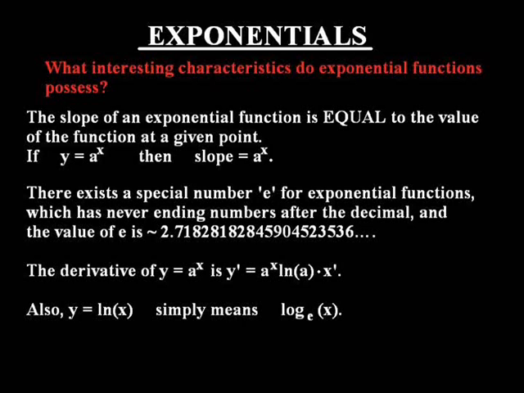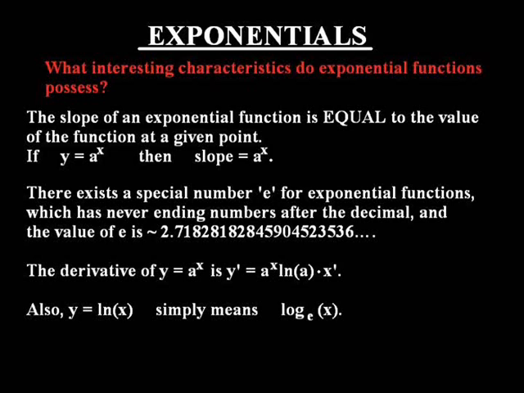Also, there exists a special number e for the exponential functions, which has a never-ending number of decimal points, and its value is approximately 2.7183. The derivative of y equals a to the exponent x is y prime equals a to the exponent x multiplied by ln of whatever the value of a happens to be multiplied by the derivative of whatever happens to be the exponent. Keep that in mind. It'll become very important for later on, so you might want to write that down. Also, y equal to ln of x simply means log base e of x.